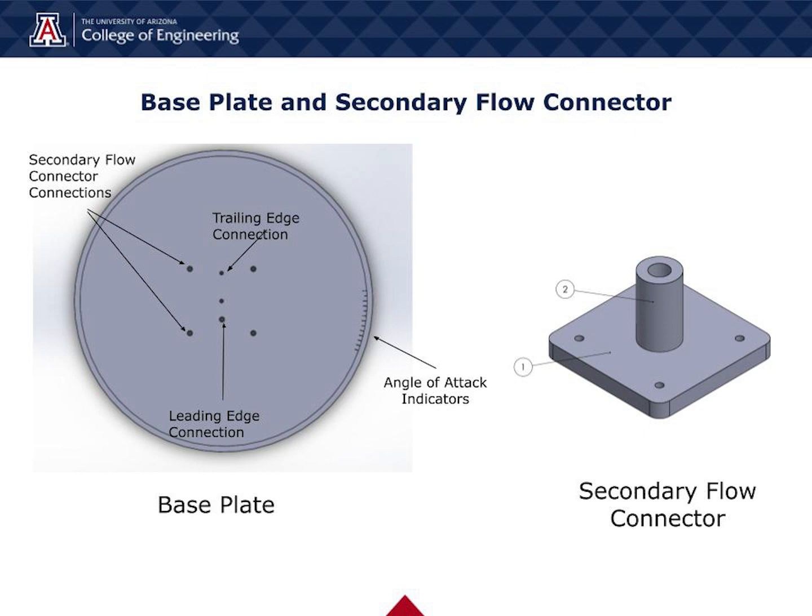The initial stage of development involved designing a secondary flow system consisting of a base plate, a secondary flow connector, vinyl tubing, a flow meter, and a pressure gauge. The base plate design featured strategically positioned holes for securing the airfoil and facilitating accurate angle adjustments, along with notches denoting angles of attack from -4 to 20 degrees at 2-degree intervals. The secondary flow connector, an additively manufactured component, served to interface the base plate with the secondary flow system, ensuring efficient delivery of airflow into the airfoil.